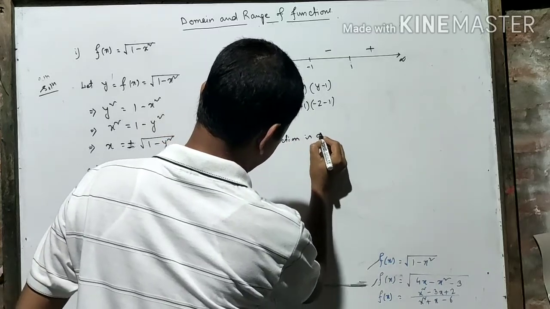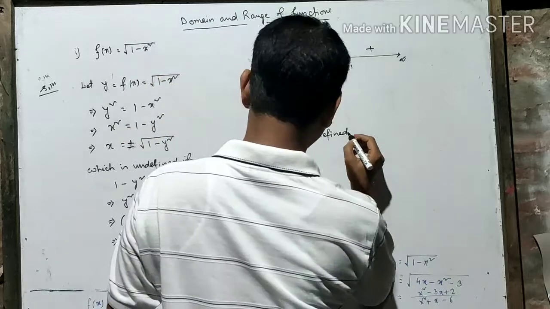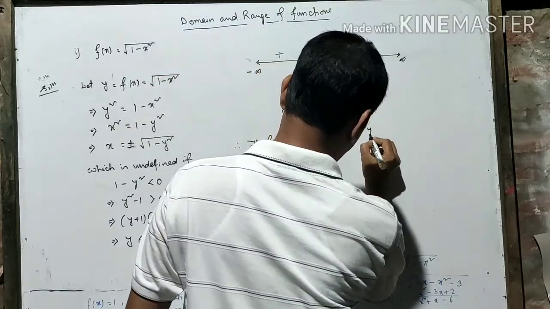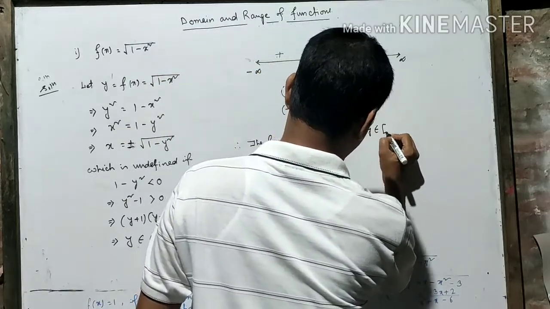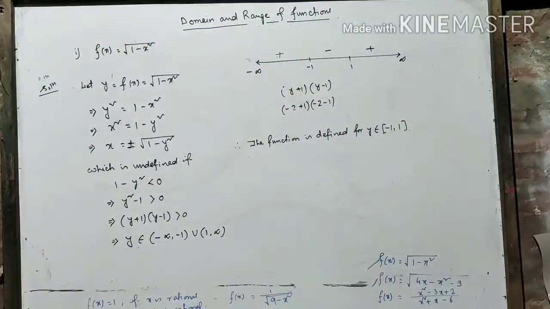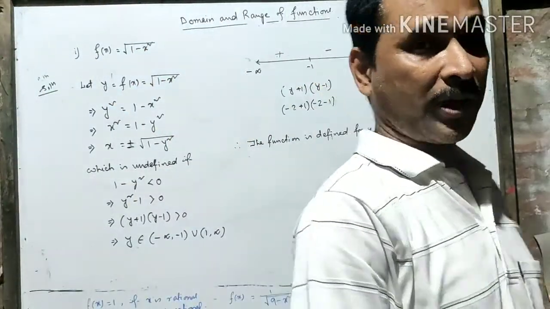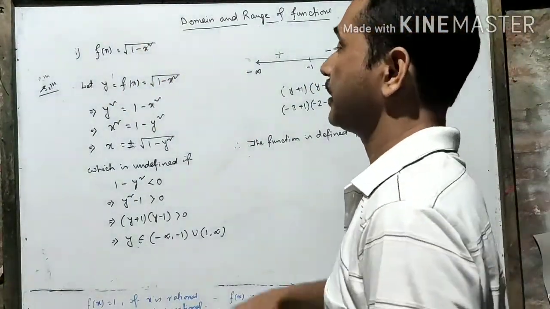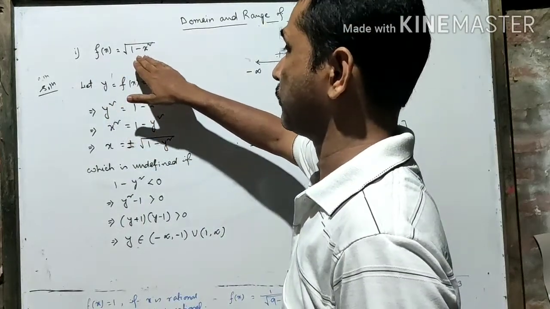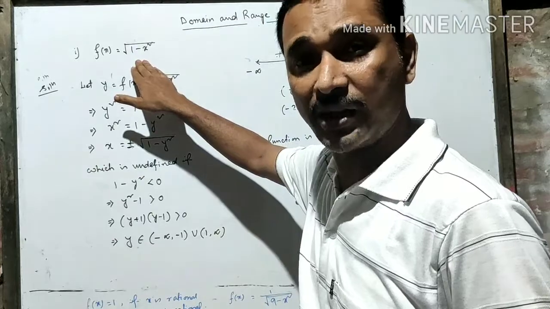The function is defined for y belongs to the closed interval minus 1 to plus 1. Okay. But in case of range, we have to remember one more thing. You see, here f(x) equal to under root 1 minus x square. What is this value? Positive or negative?